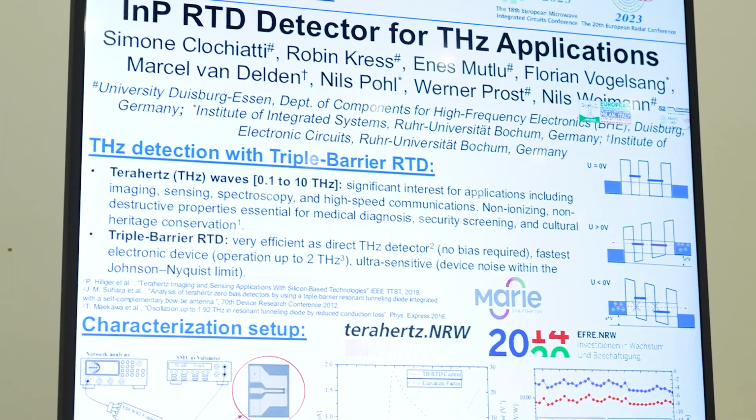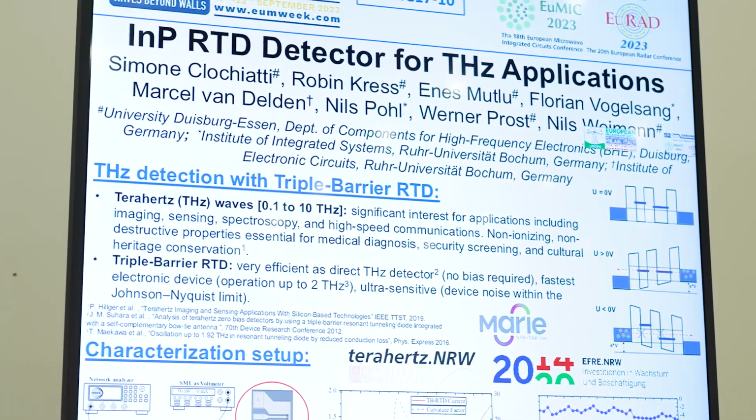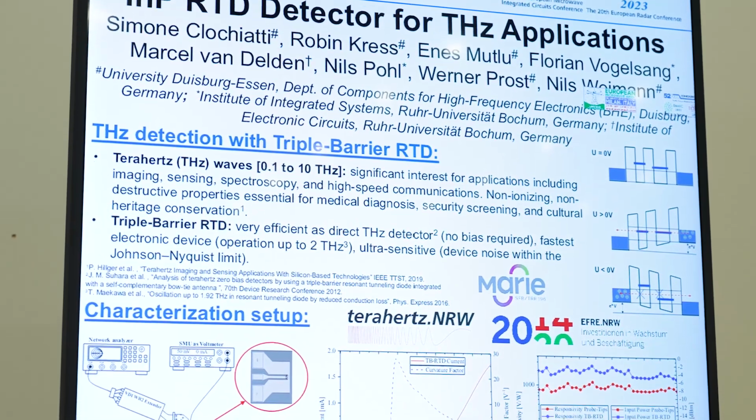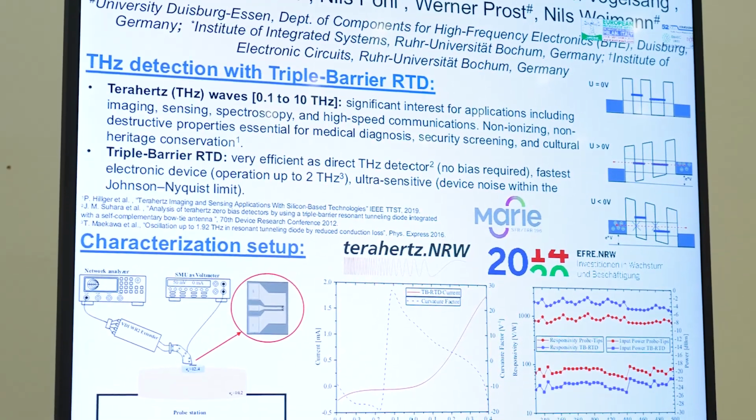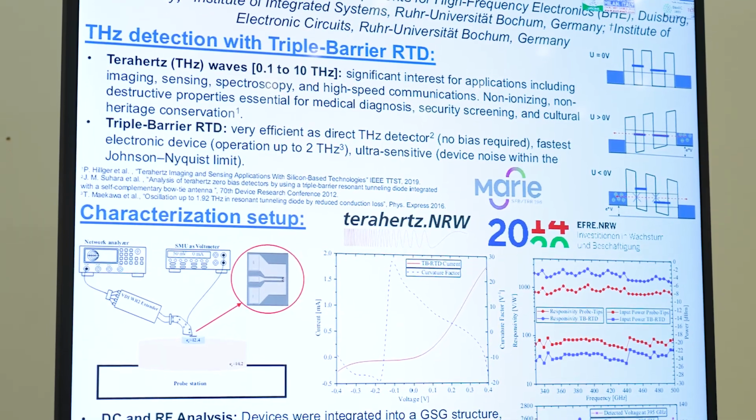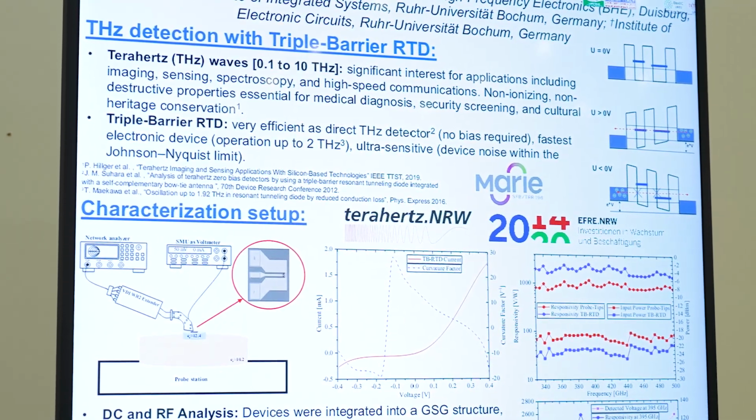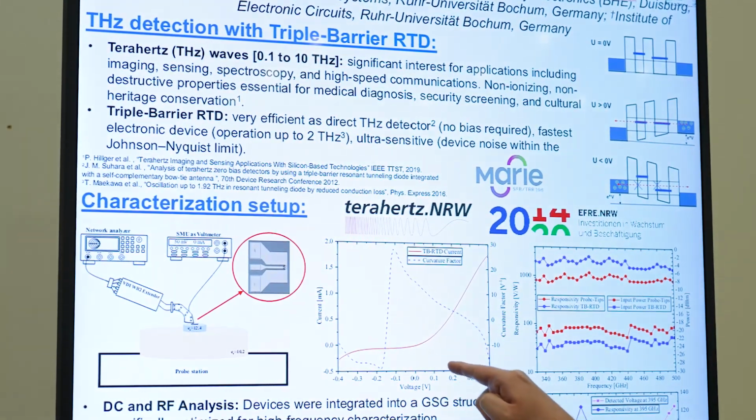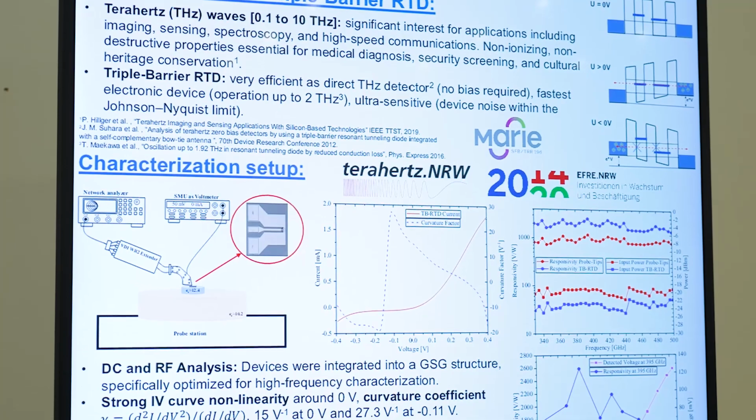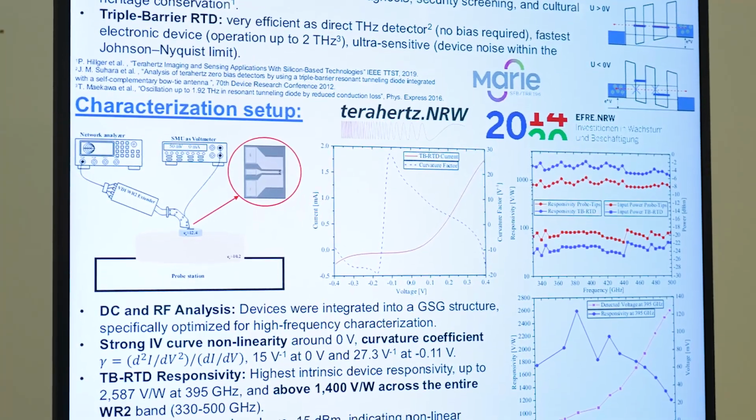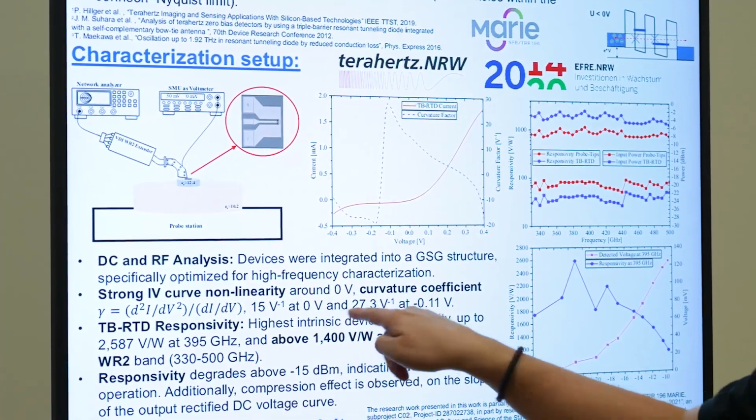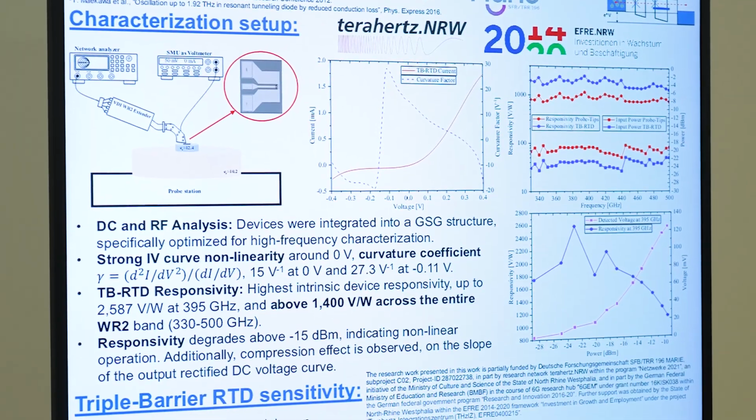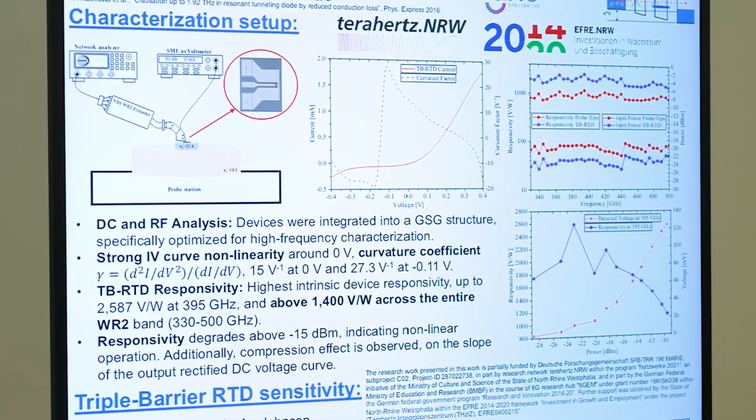And the special thing about this diode is that its conduction mechanism is based on tunneling current. So we are talking about tunneling current. And this makes it very special compared to a thermionic device such as the Schottky diode, because we can get very high curvature factors of the IV curve, which makes it very important for terahertz detection. We can get, for example, curvature factors of 15 and 27.3 around the zero bias region.